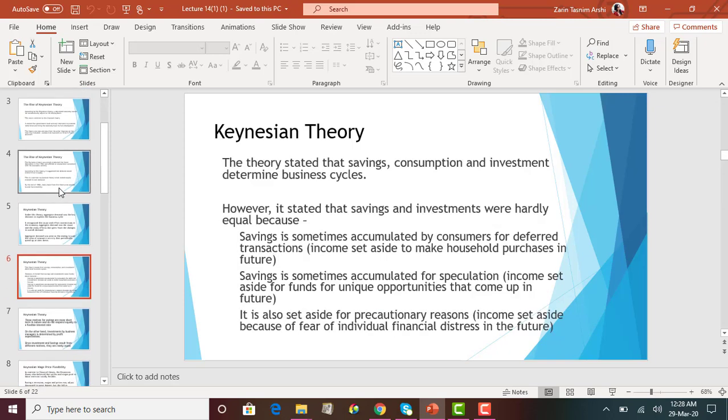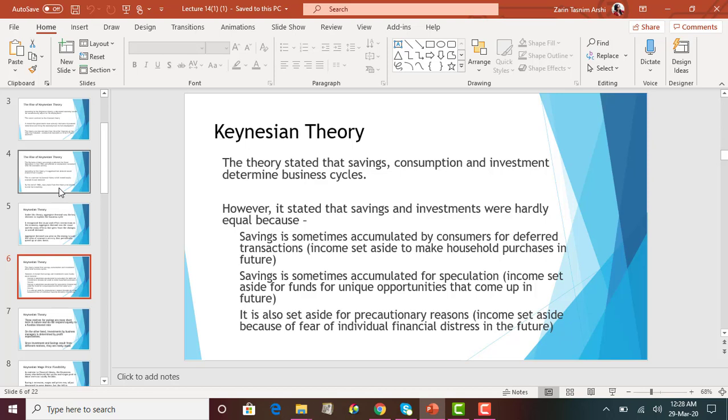Now, another difference between the two, and if you remember, classical theory said in the long run, savings will always be equal to investments. Because when savings is equal to investment, that's because of flexible interest rate, that's when the economy will come back to equilibrium. However, the Keynesian says, well, savings, consumption, and investments, these are all very important in the business cycles. But under Keynesians, savings is rarely equal to investments.